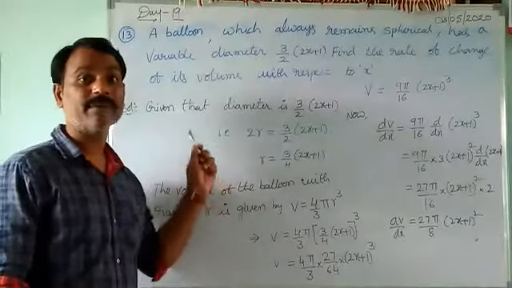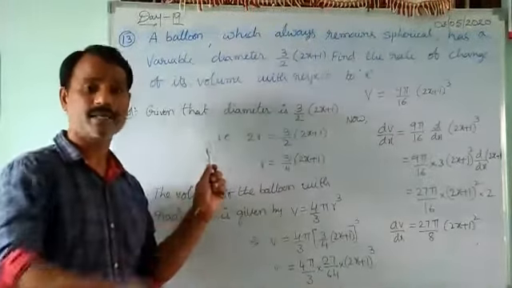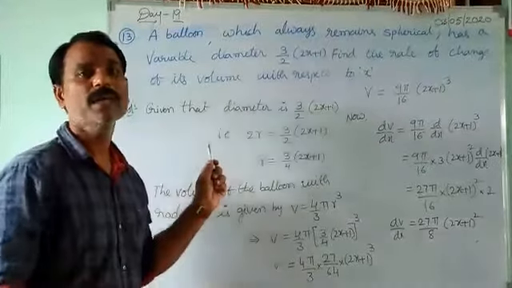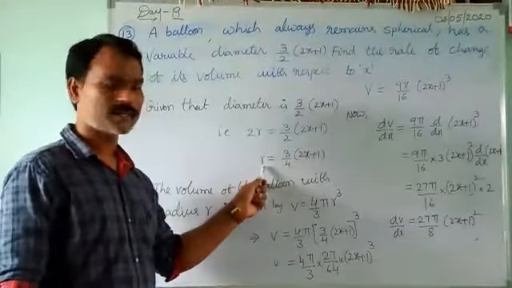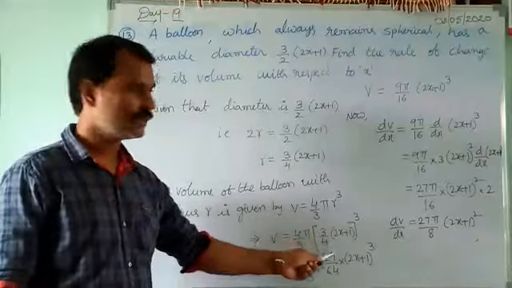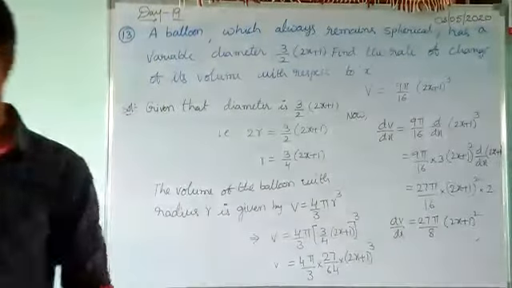So understand, guys, given the diameter, we should convert it into radius. Diameter is 2 into radius, so I made r the radius, substituted it in the place of r, and calculated with respect to x. We got the answer.